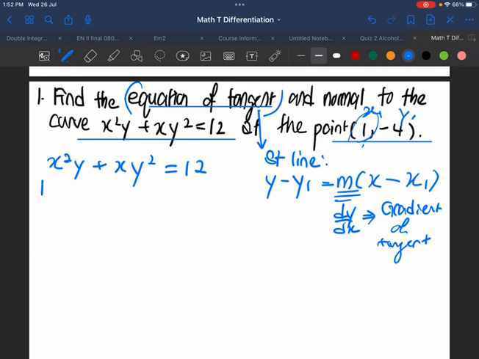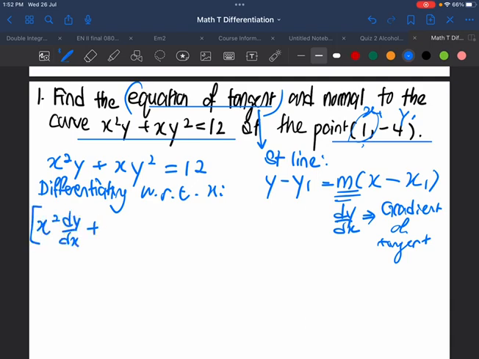So now we just differentiate all the things with respect to x. Here we must apply the product rule. Hope you all still remember. So x squared dy/dx, I put a bracket, plus, by the product rule, y times 2x, and plus. Now for the product rule, I have a shortcut, as you can remember.